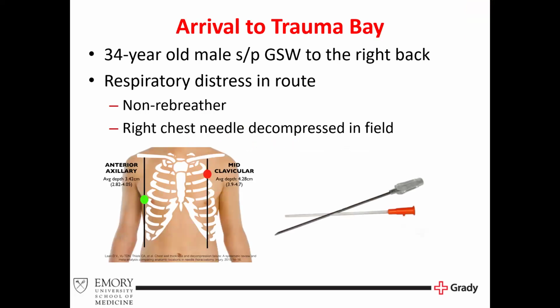This is a 34-year-old male status post GSW to the right back. EMS noted that he was in respiratory distress en route and he was placed on a non-rebreather. Upon auscultation of his chest, they felt like he did not have breath sounds on the right. So he was actually needle decompressed in the field through the right second intercostal space mid-clavicular line.